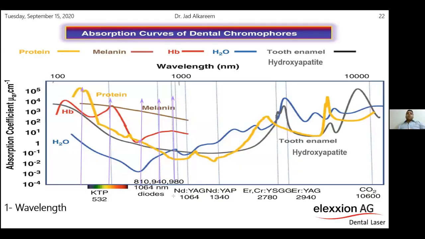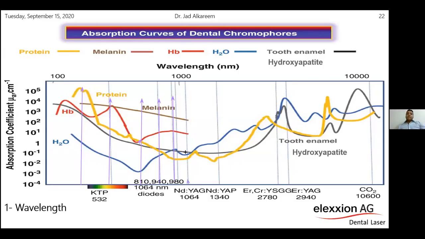So all of the dyed lasers are mainly targeting the soft tissue, because you can see that the highest amount of energy absorption for all of them is inside the melanin, hemoglobin, and part of the protein. But in the hydroxyapatite and water, we have less absorption. So the dyed laser is going to target mainly the soft tissue.